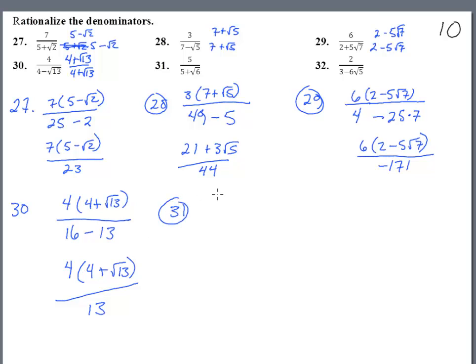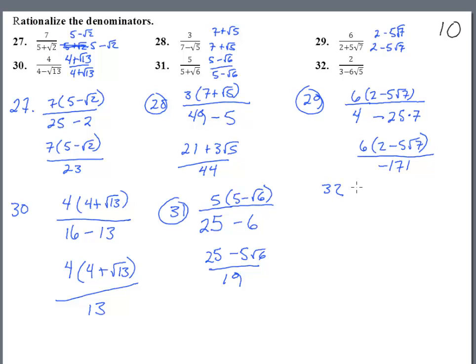Number 31. We're going to multiply by 5 minus the square root of 6 over 5 minus the square root of 6. And let's see what we get there. 5 times 5 minus the square root of 6 over 25 minus 6. So 25 minus 5 square roots of 6 over 19. And 32.